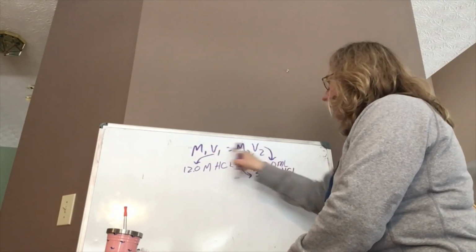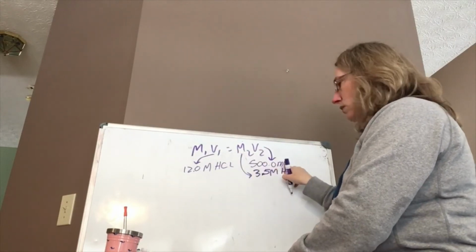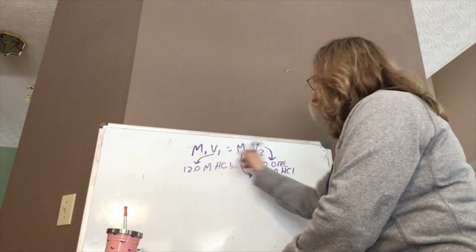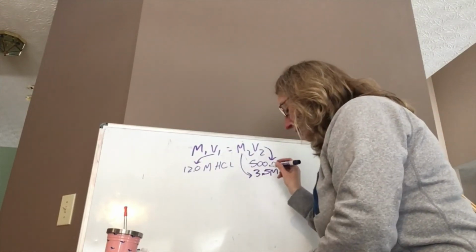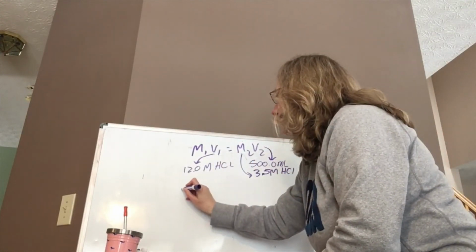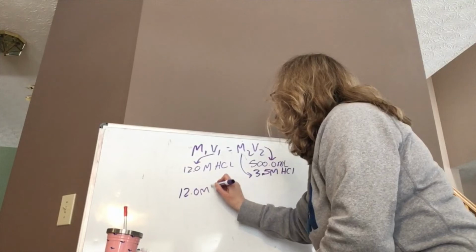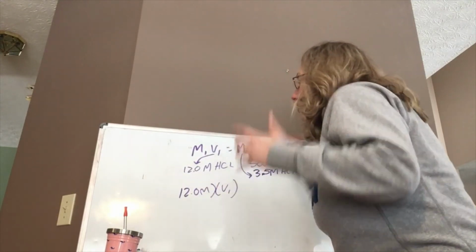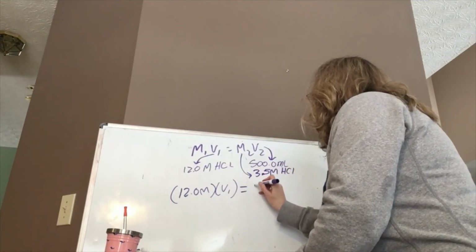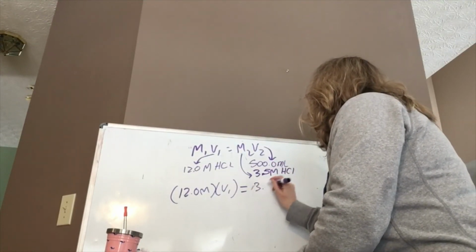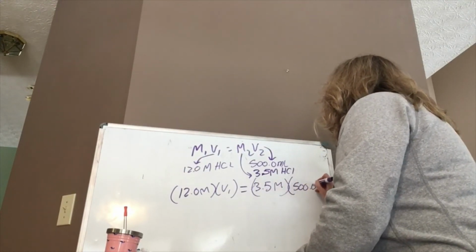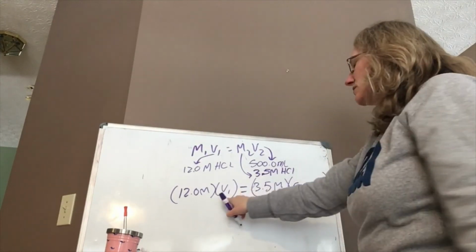So the unit of this volume is just going to be whatever unit this one is, unless they tell you differently, but you can just assume that they wanted milliliters. So how do you do that? You just rearrange this equation. So I have 12.0 molar times your original volume. How much of it do I use to make 3.5 molar of 500.0 mils? So I'm just solving for this unknown.